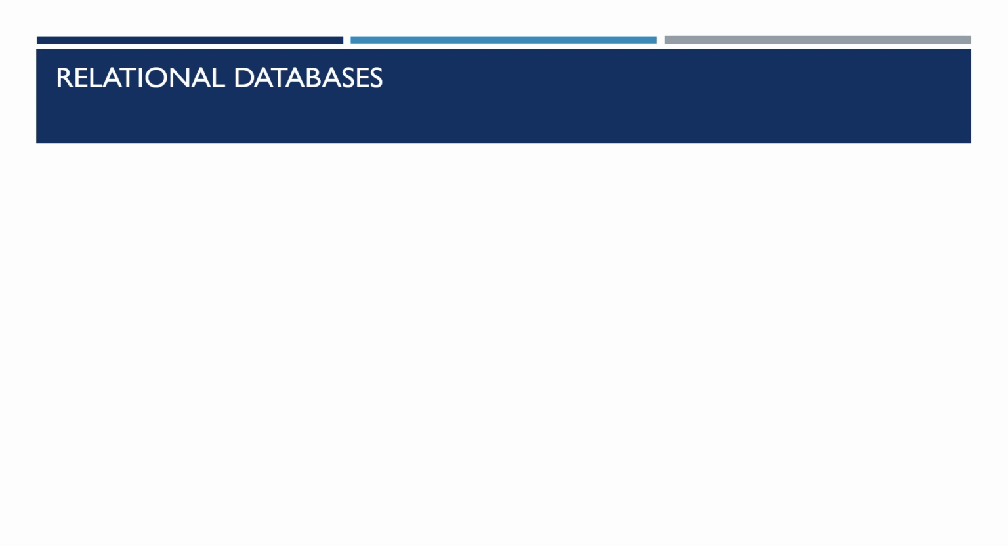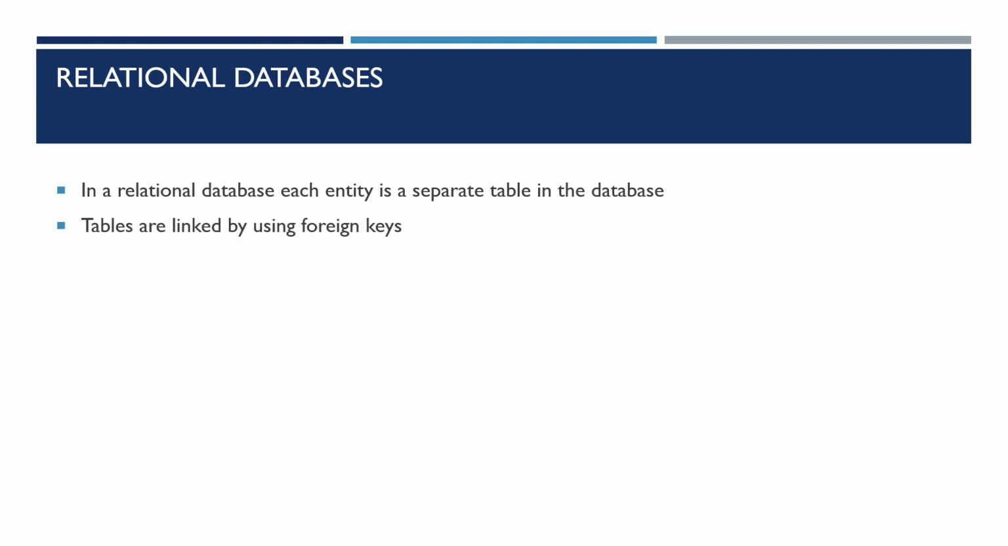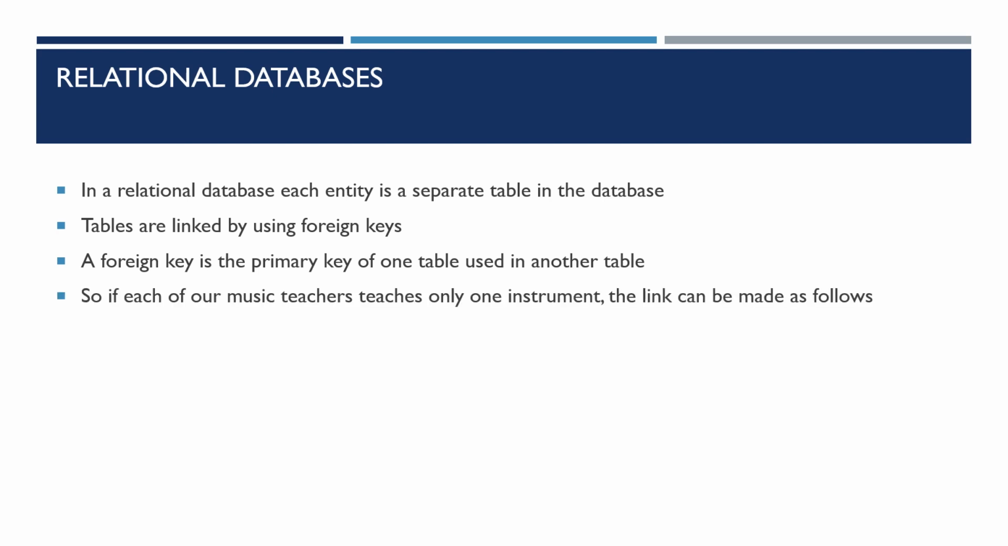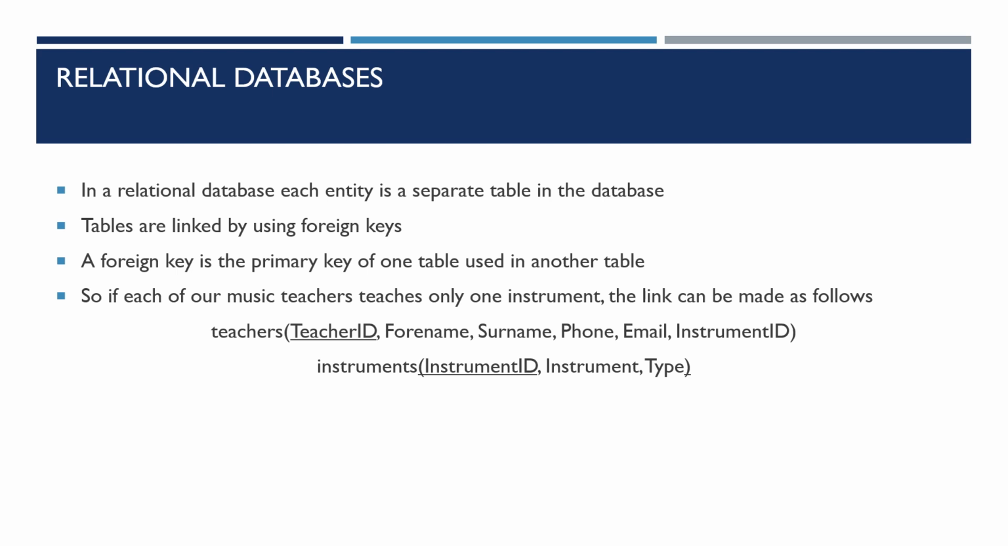In a relational database, each entity is a separate table in the database. Tables are linked by using foreign keys. A foreign key is the primary key of one table used in another table. So if each of our music teachers teaches only one instrument, the link can be made by adding an instrument ID field to the teachers table. This creates a link between the teacher and the instrument that they actually teach.